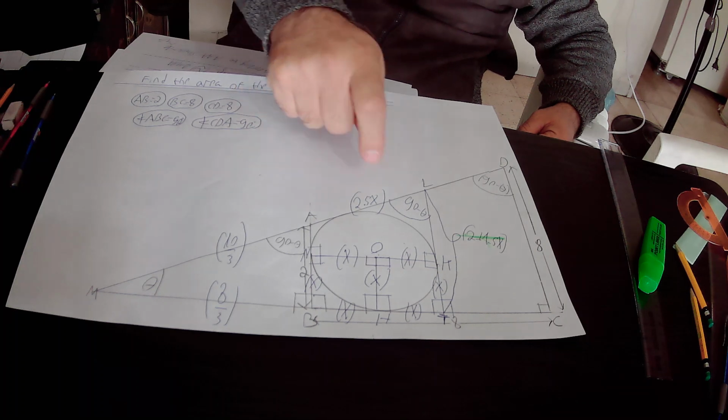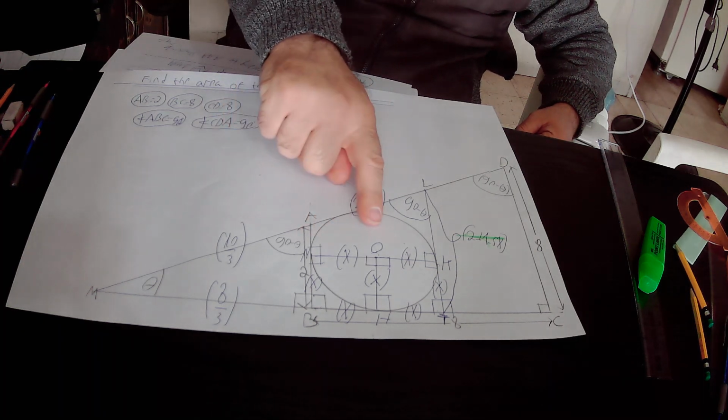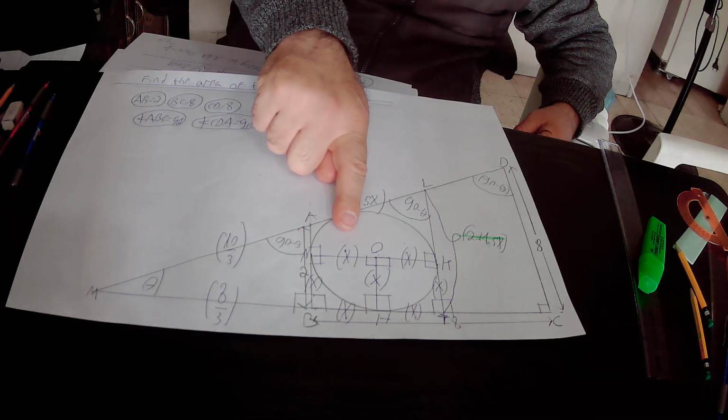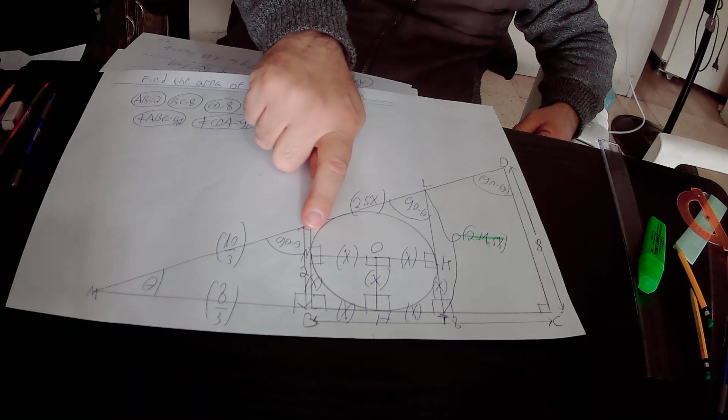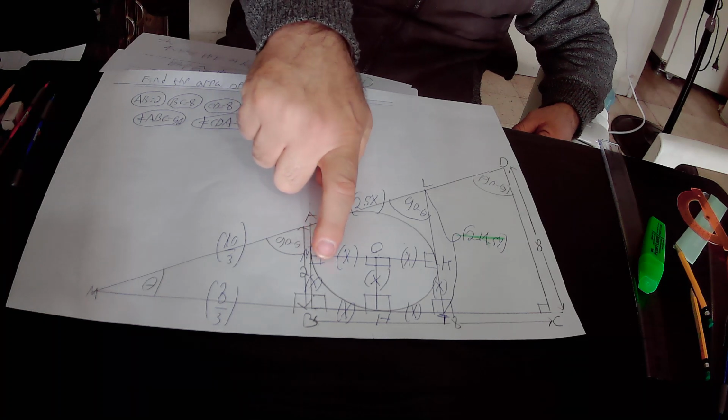Likewise, we join points O and N together by a straight line. ON is the radius of this circle, that is equal to X. The radius ON is drawn to point N, therefore according to rule 1, this angle equals 90 degrees and this angle also equals 90 degrees.